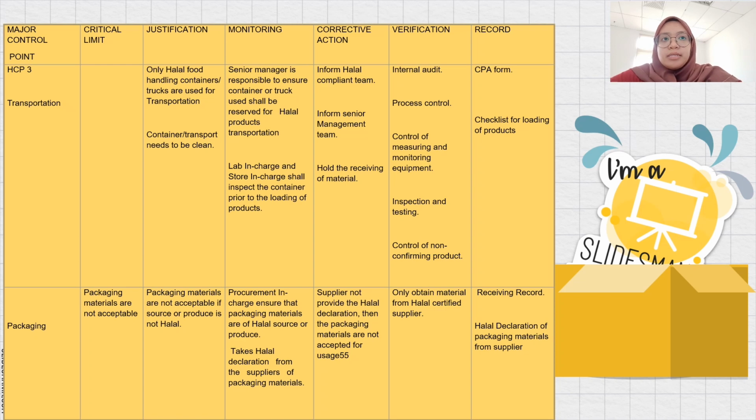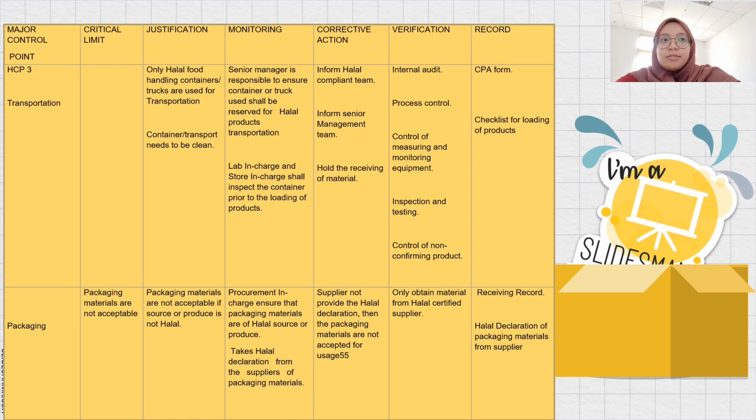Lab in charge and store in charge shall inspect the container prior to the loading of products, and if it does not meet the requirements, the staff need to inform halal compliant team, and then the team will inform the senior management, and the receiving manager will be held until they receive approval to proceed.